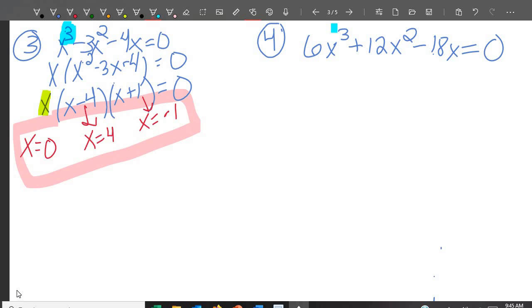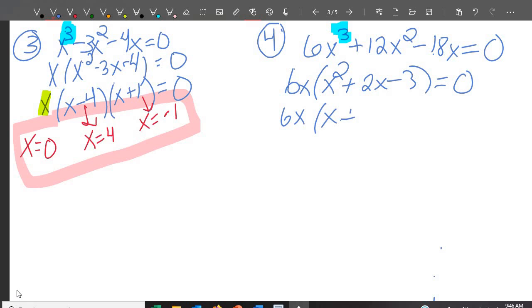According to this one, we should have 3 answers. So we're going to factor this one. Now this one, everything has a 6 and an x in common, so we can factor out a 6x. We're left with x squared plus 2x minus 3. We can factor that trinomial. It's going to be x plus 3, x minus 1. So again, because there's an x on the outside, we're going to set that x equal to 0.